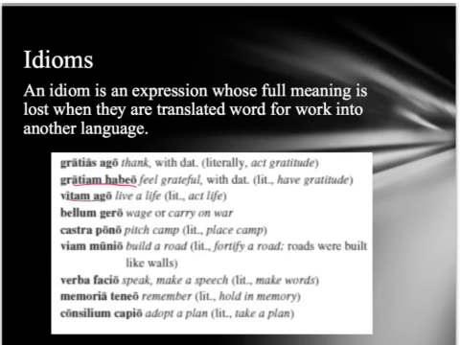Vitam ago is to live a life. Bellum gero is to wage war. Castra pono is to pitch camp. Viam munio is to build a road. Verba facio is to speak or make a speech. Memoria teneo is to remember. And consilium capio is to adopt a plan.